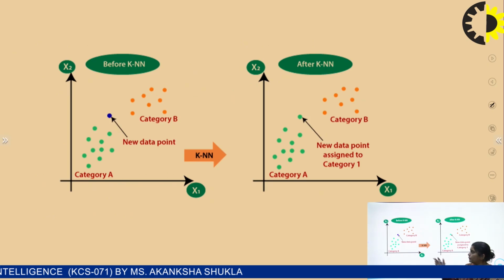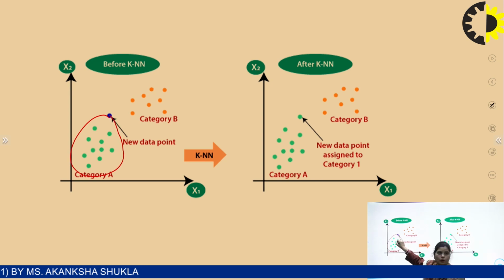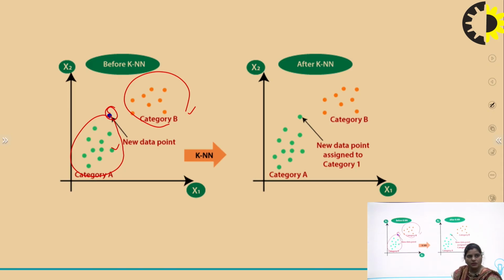If you consider this particular graph diagram, we can easily see that this data point belongs to category A, and this data point belongs to category B. Now, if a new data point arrives, the blue color dot, then when we apply the KNN algorithm, we can easily identify whether this new data point belongs to category A or category B. Based on the similarity features, this new data point is assigned to category A.